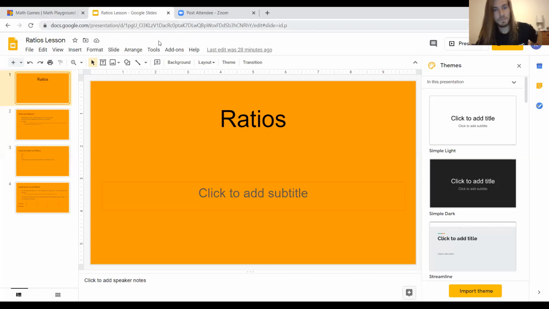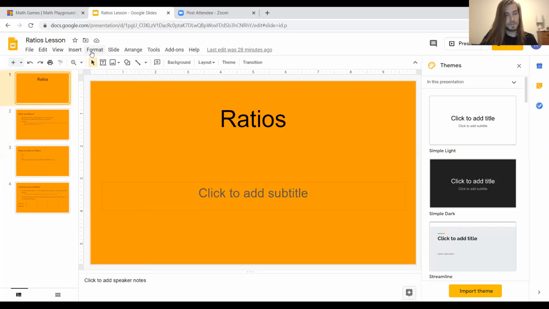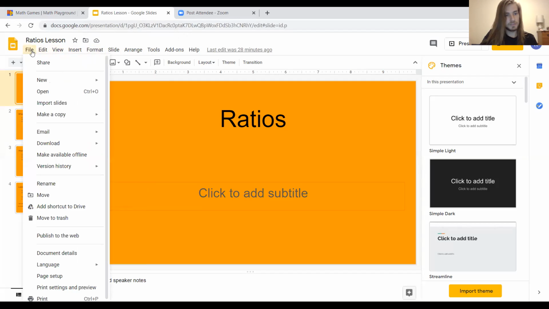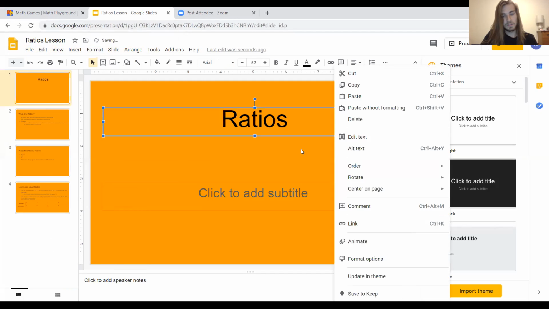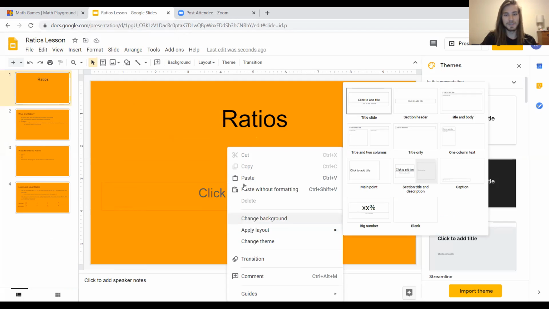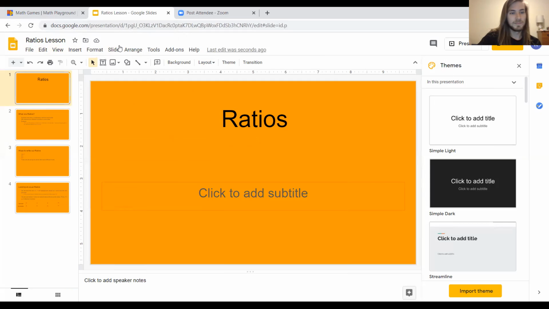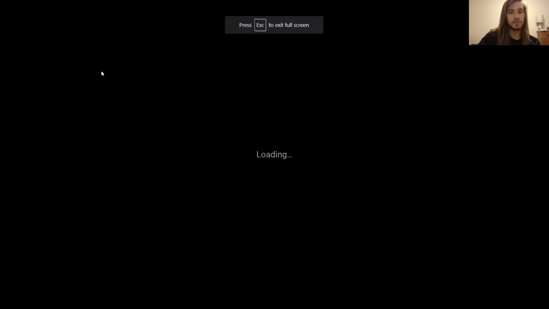So we're going to talk about ratios now. If I can figure out how to start. This is embarrassing. I feel like I knew how to do this before. Let's just do present. Yeah, that's it.